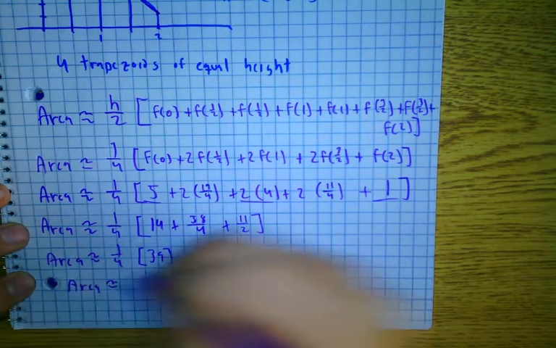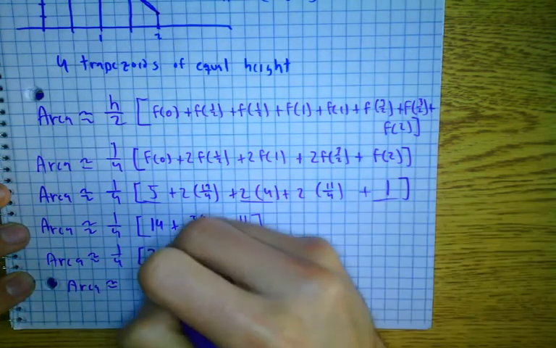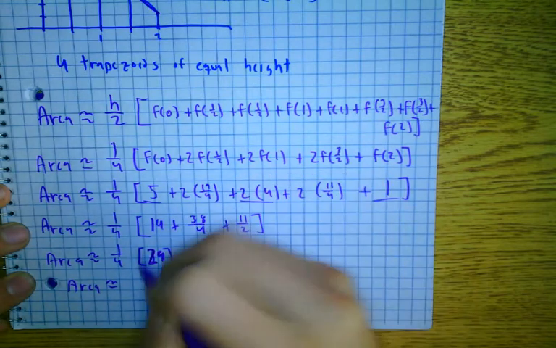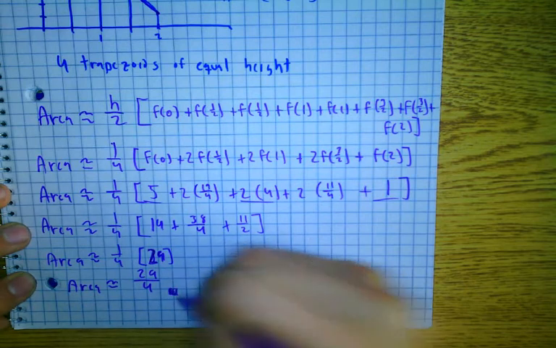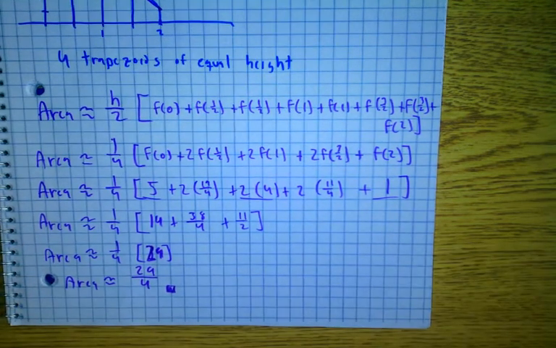So the area is going to be approximately what? 29. Oh, I'm sorry, yes, 29. So that would be 29/4. And that would be as far as I would take it. Cool?